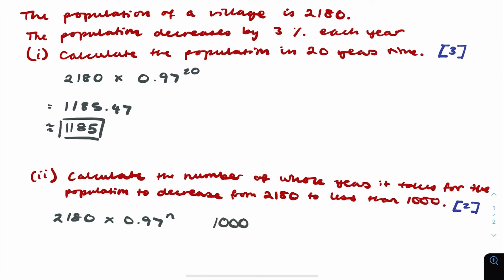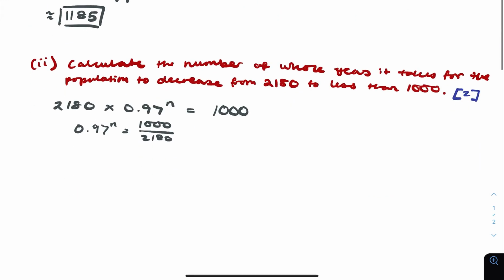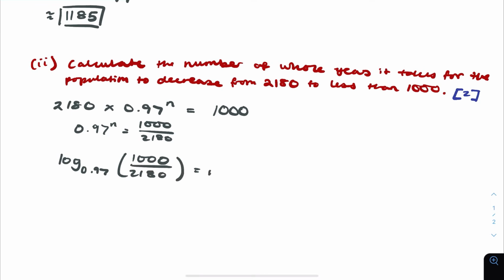But for the purposes of it just being easier, I'm going to make it equal to, so we can find the exact value of n. And from there we'll round up because it wants the whole number of years. So we can first divide by 2180 from both sides, so 0.97 to the power of n is equal to 1,000 over 2180. And now we can take the logarithm. So the log base 0.97 of 1,000 over 2180 is going to equal n.